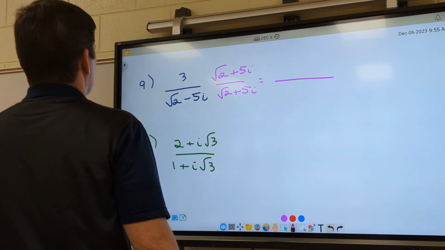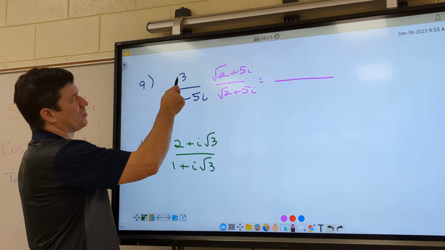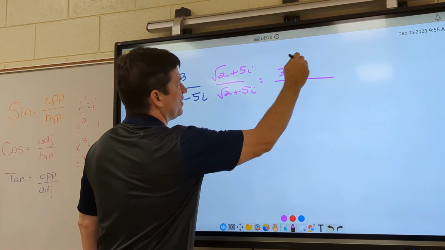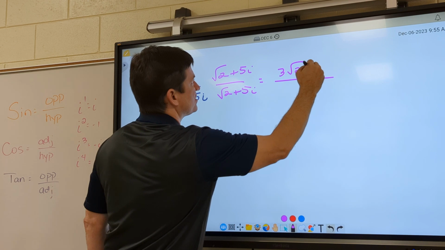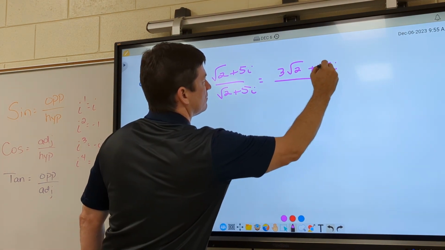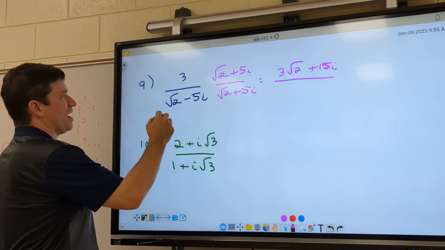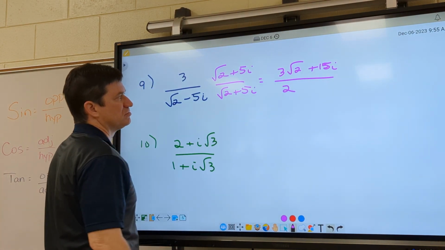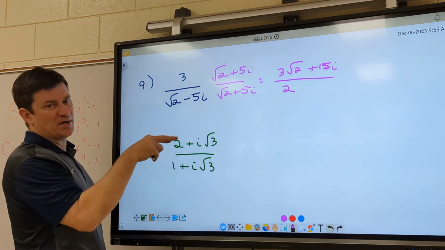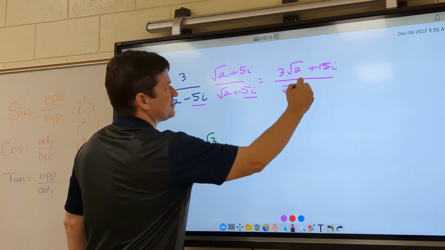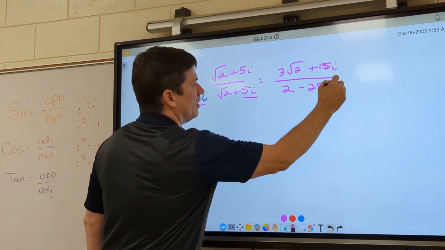All right, so let's look at the top, guys. Make sure you cannot multiply these two numbers because one's a square root, one's not. So we just write 3 root 2. 3 times 5 is 15i. All right, on the bottom, root 2 times root 2 is 2. We can skip the middle. It's going to cancel out anyway. Negative 5 and positive 5 is negative 25i squared.